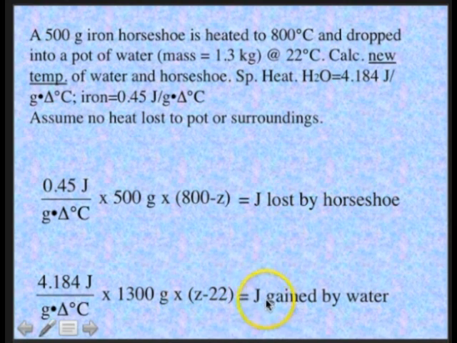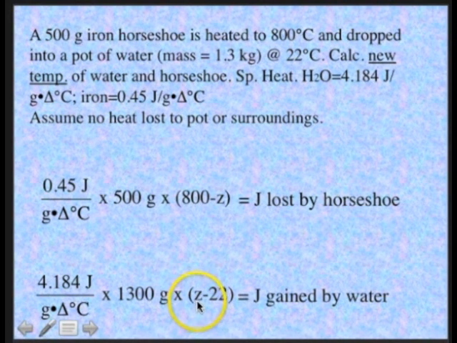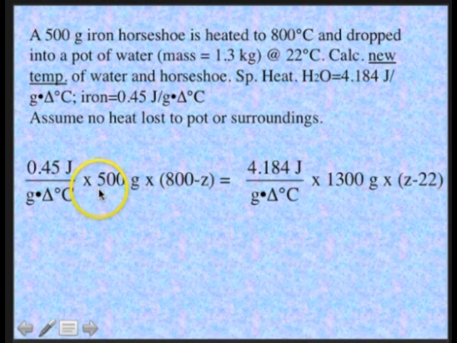And as far as the joules gained by the water, that's 4.184 joules per gram degree C, 1,300 grams of water times Z minus 22. Why is it Z minus 22? Because now the new temperature, Z, is going to be greater than the starting temperature of the water, which was 22. So to have a positive change in temperature, it's going to be Z minus 22. Put those together, and that's the joules gained by the water. So we make the two expressions equal to each other because the joules lost by the horseshoe has to equal the joules gained by the water.